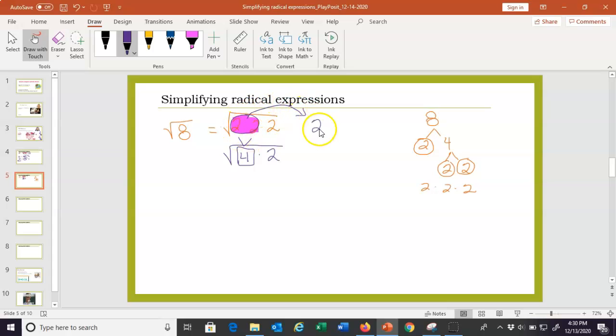So that 2 is going to come out. We can take the square root of 4. The square root of 4 is 2. Bring it out. But this time, check it out, there's something left over. This 2 is still underneath the radical, so it has to stay there. That 2 right here did not have another pair with it. It was all by itself. It was one single 2. There was no other 2 to pair it with. So the square root of 8 simplifies to 2 root 2.